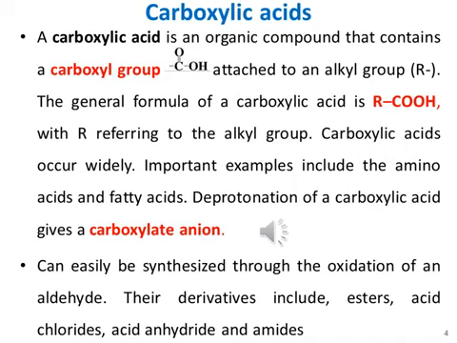Deprotonation of the carboxylic acids gives a carboxylate anion. Carboxylic acids can easily be synthesized through the oxidation of aldehydes. Their derivatives include esters, acid chlorides, acid anhydrides, and amides.